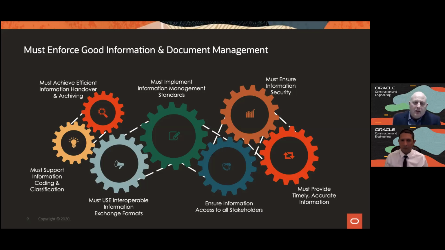And of course, from an information management point of view, the ability to do extensive coding and classification of information is a critical success factor in terms of being able to analyze that information and leverage all the data points associated with the project. And of course, at the end of the project, you must be able to effectively turn over that information to the operations and maintenance team. You must be able to do proper archiving, whether it's physical or online archiving is quite an important aspect. So many things to consider around good information management practices.